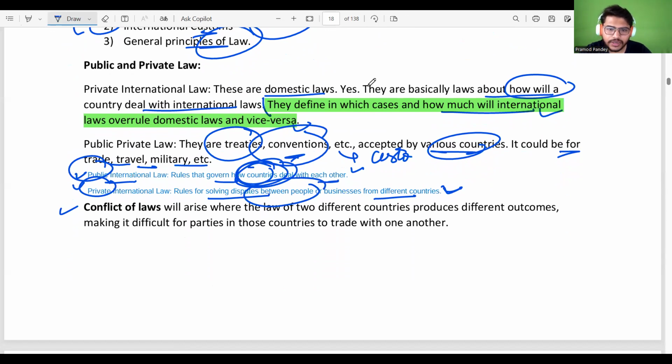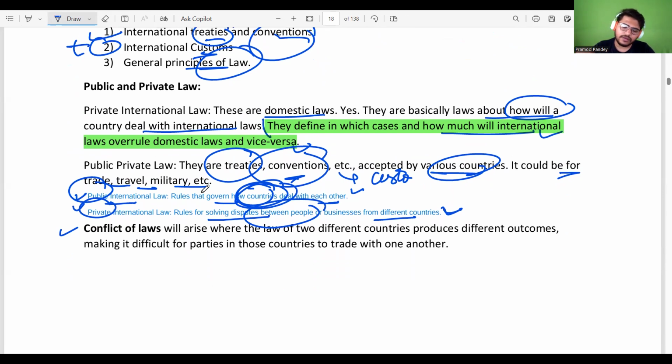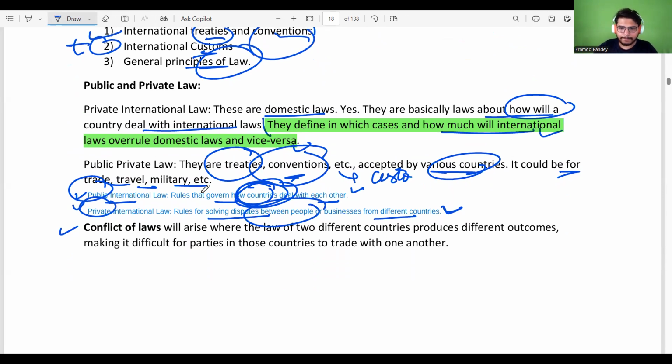Samvit, you okay now? So, what is conflict of law? Would anyone of you please read this? Conflict of laws will arise when the laws of two different countries produce different outcomes, making it difficult for parties in those countries to trade with one another.